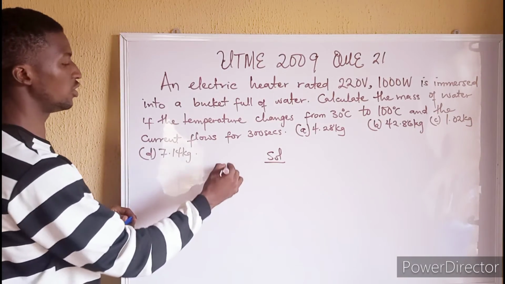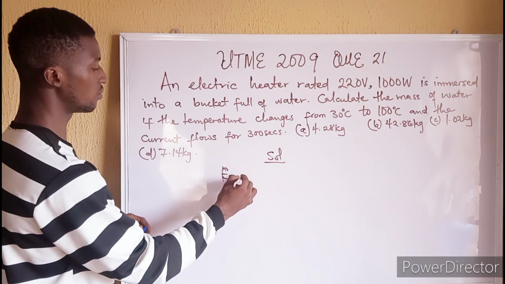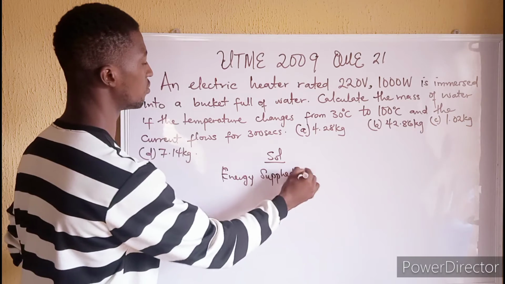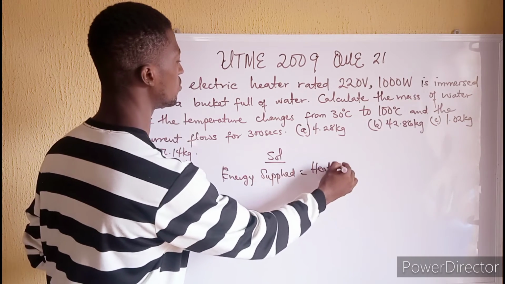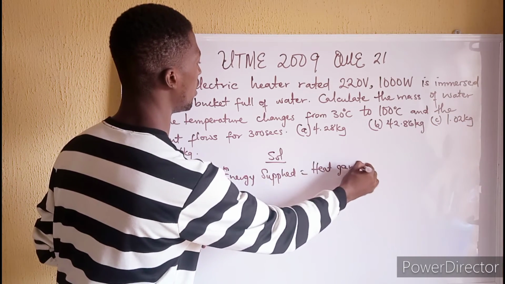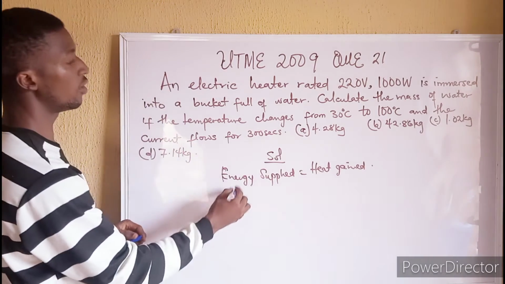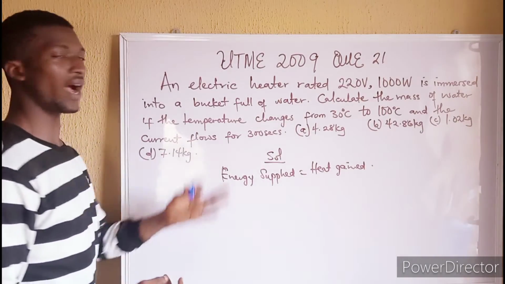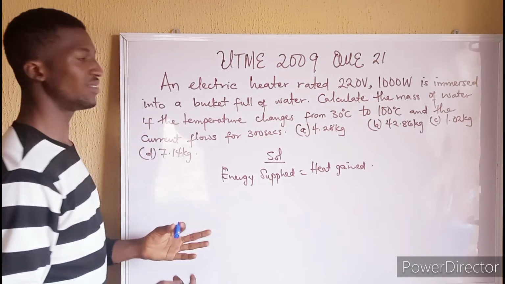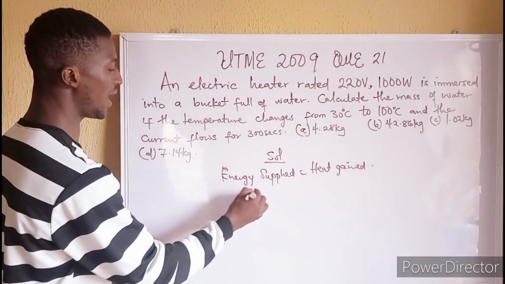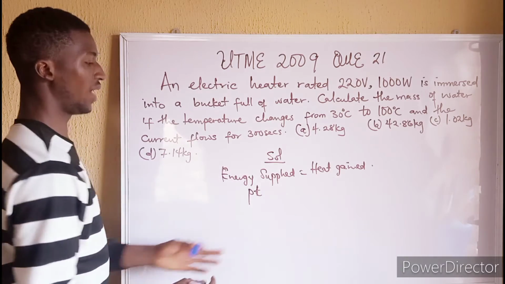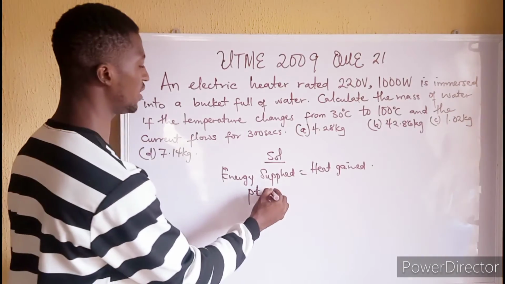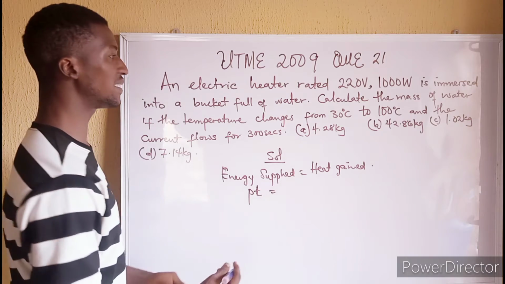Simply we say that the energy supplied is equal to heat gained. And when we say it's equal to heat gained, what's the form of energy supply? We have the voltage, we have the power, we have the time. Since you can simply take power and time together as a form of energy so that it can be more easy and convenient to solve, we'll consider the heat gained.